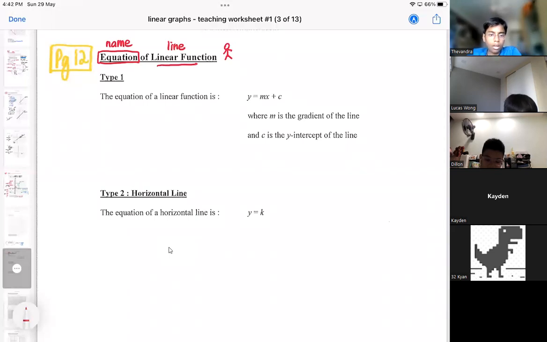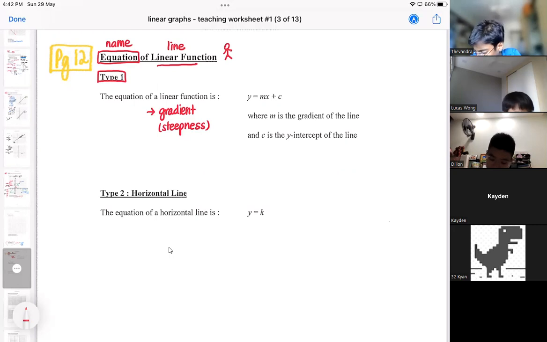So we have three types of linear function. The first type of linear function is the one that has two features. The first type is the one that comprises gradient. If this is the first time you are thinking about it, what exactly is gradient? Gradient is the steepness. How steep is the line? We will judge a line by the steepness.